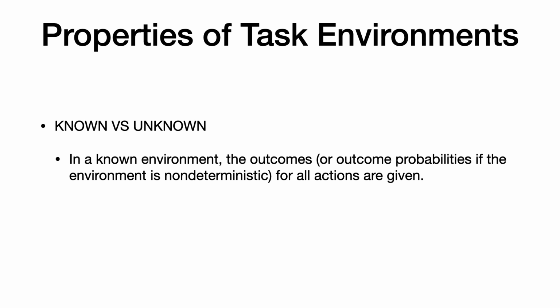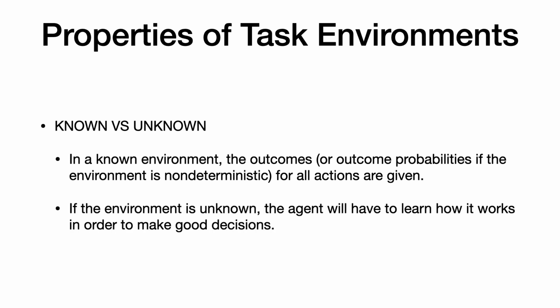If it is uncertain... in a known environment, you know the probability of a particular outcome occurring. If you don't know those probabilities, or if you don't know the list of all outcomes, then we say that the environment is unknown. So what are the properties we are going to consider for our analysis?